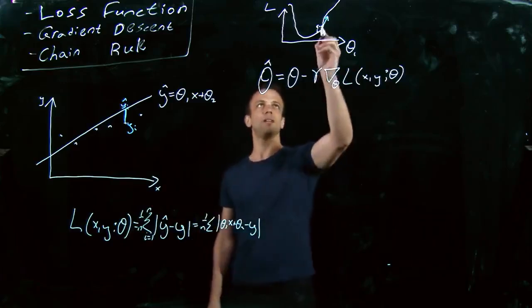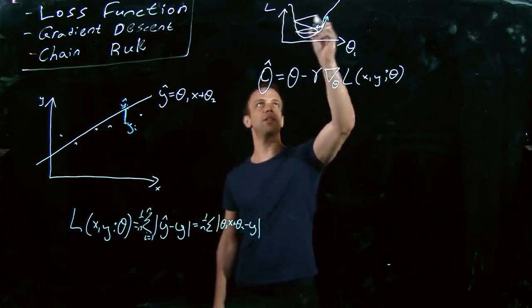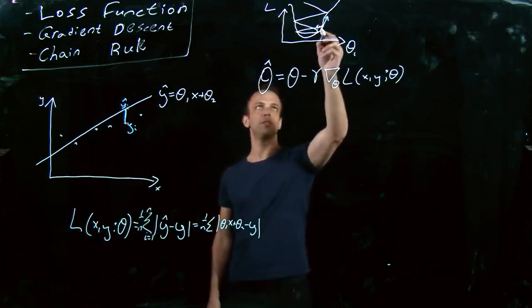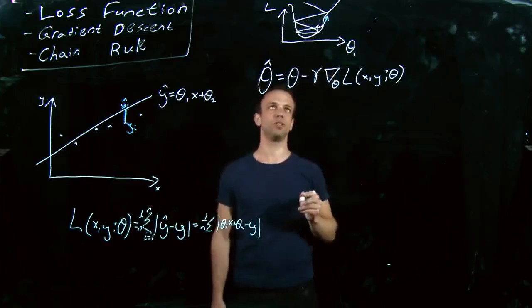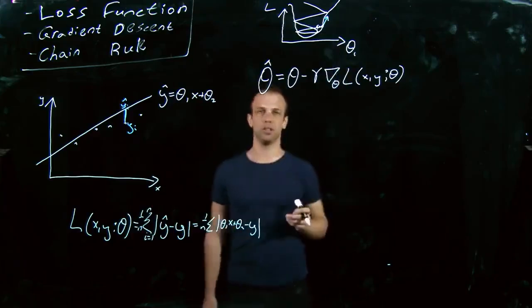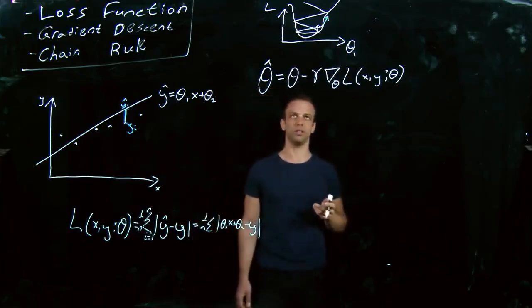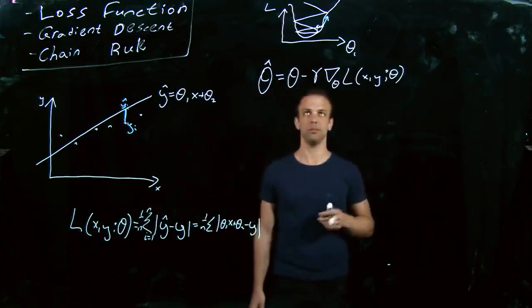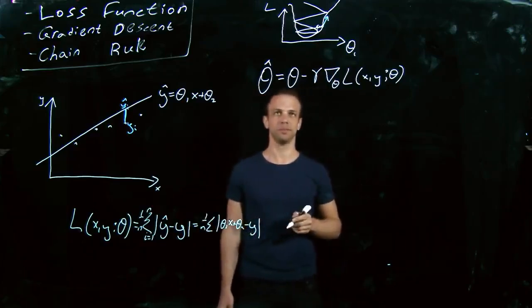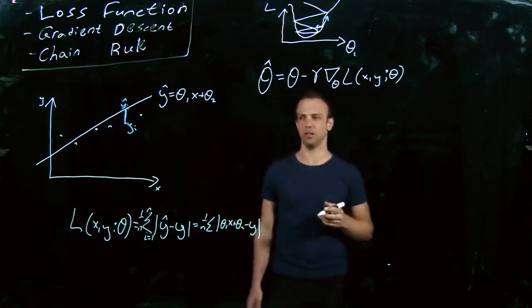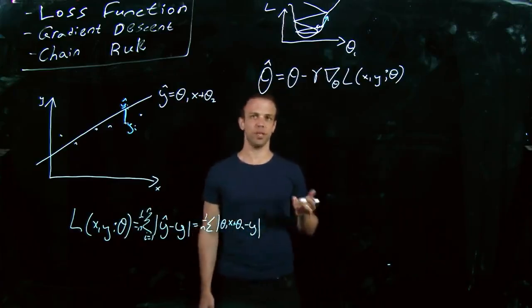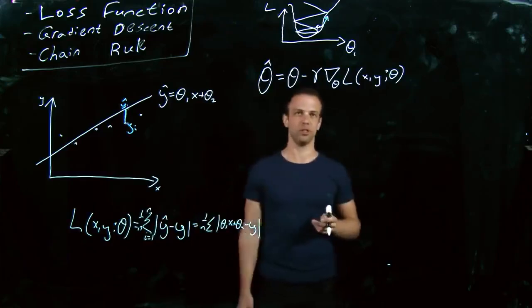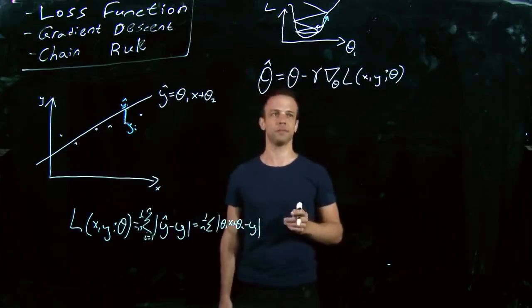If it's very high, then we might move like this and diverge, and if it's very small, we might converge very, very slowly, or if we have some local minima, we might be more prone to get stuck in them. Okay, this is about the loss function. Sometimes it's called the cost function or the risk function. It is all the same.